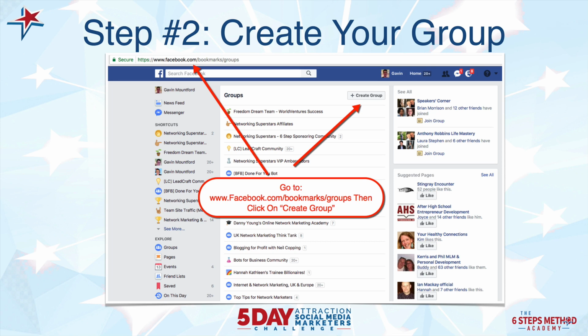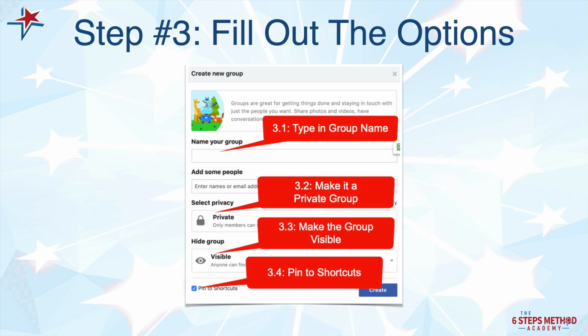So click on create group, and then you're going to fill out some different options. Step 3.1 is to type in your group name. Whatever you chose from step 1, type that in. And again, remember, you can change it later.